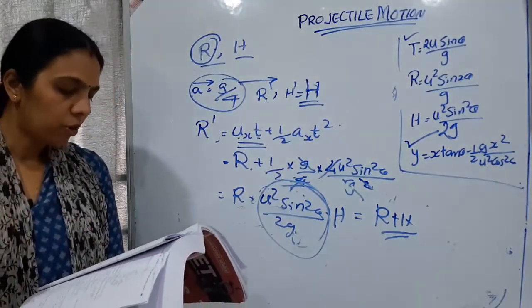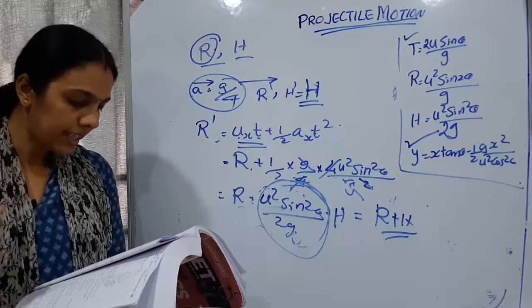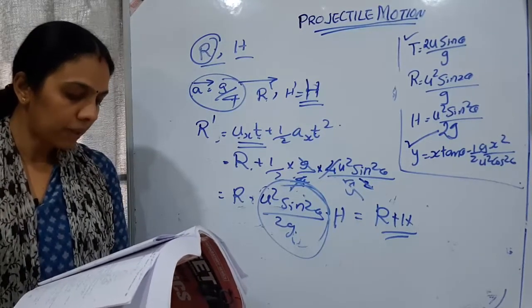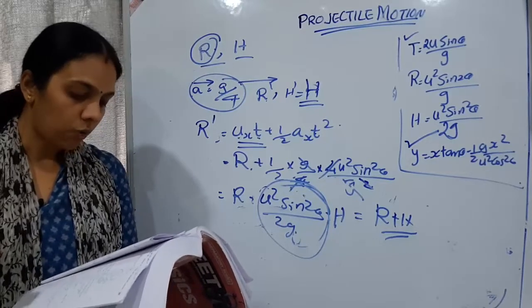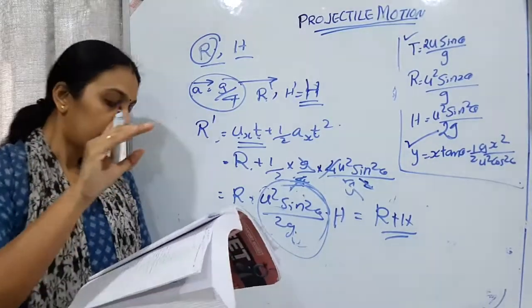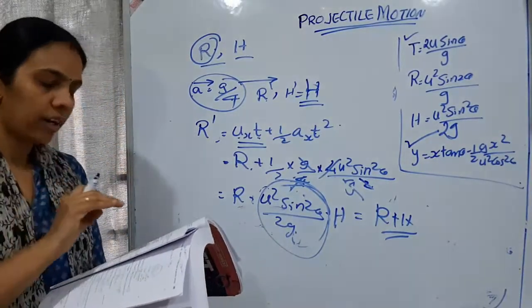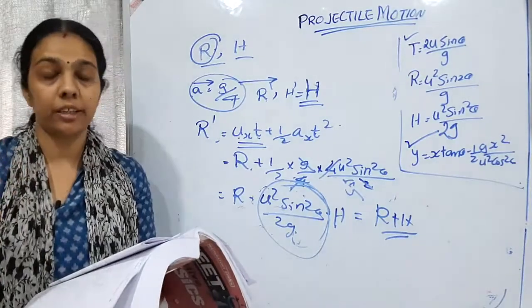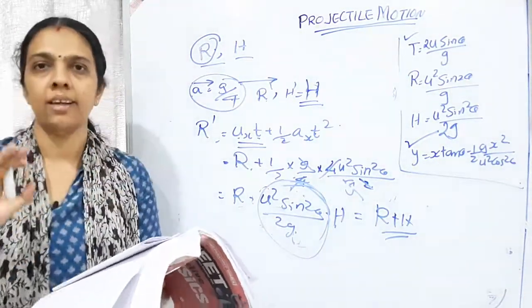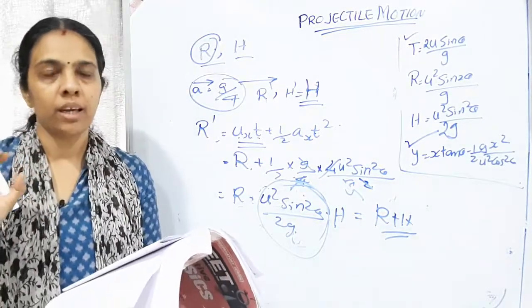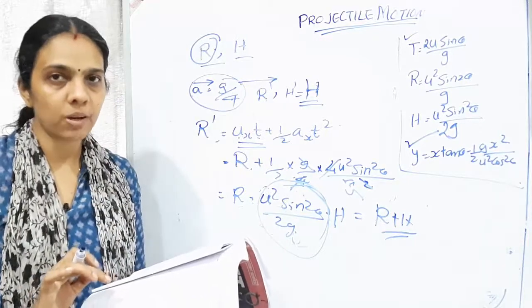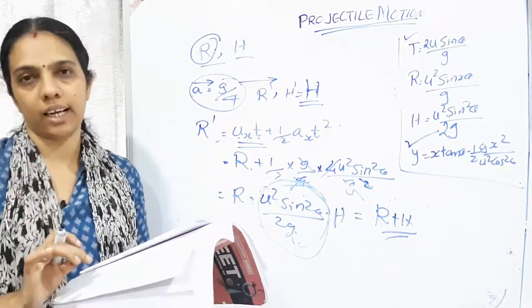A large number of bullets are fired in all directions with the same speed v. What is the maximum area on the ground on which these bullets spread? Okay, so a large number of bullets are fired in all directions with this speed v. So the maximum range that the bullet can spread, we need to find out the area. In that area, the radius will be the maximum range it can occupy.